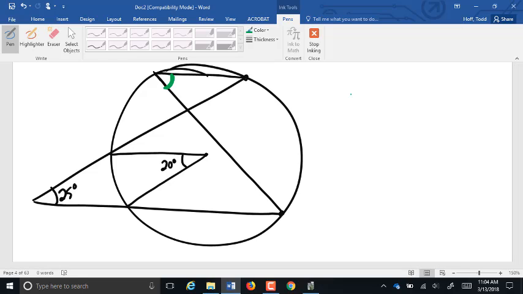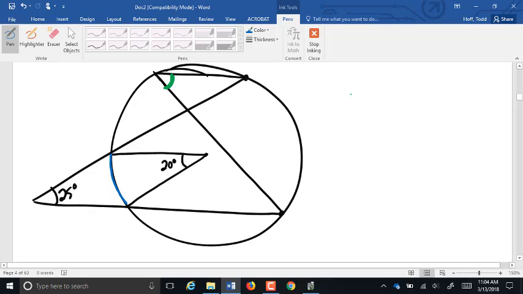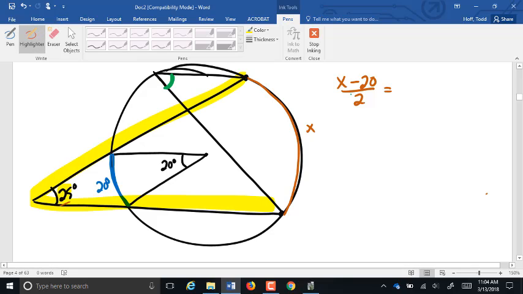Anybody have any ideas? Do you know this angle, this arc? 20. With that, can I find this arc? If I call that x, I know that x minus 20 divided by 2 has to equal what? The 25. Yes, I'm looking at these two secants. Remember, this angle is half the difference of those two arcs. So x minus 20 divided by 2 has to equal that 25 degrees.